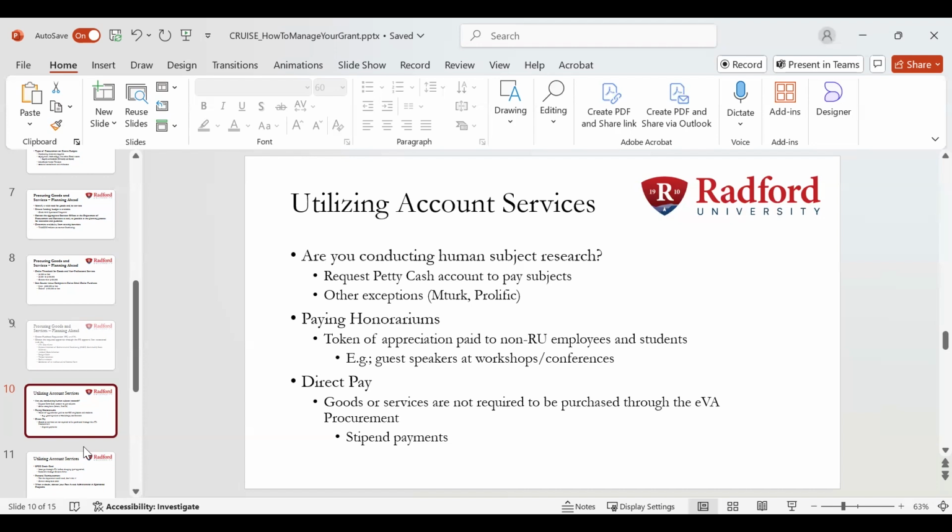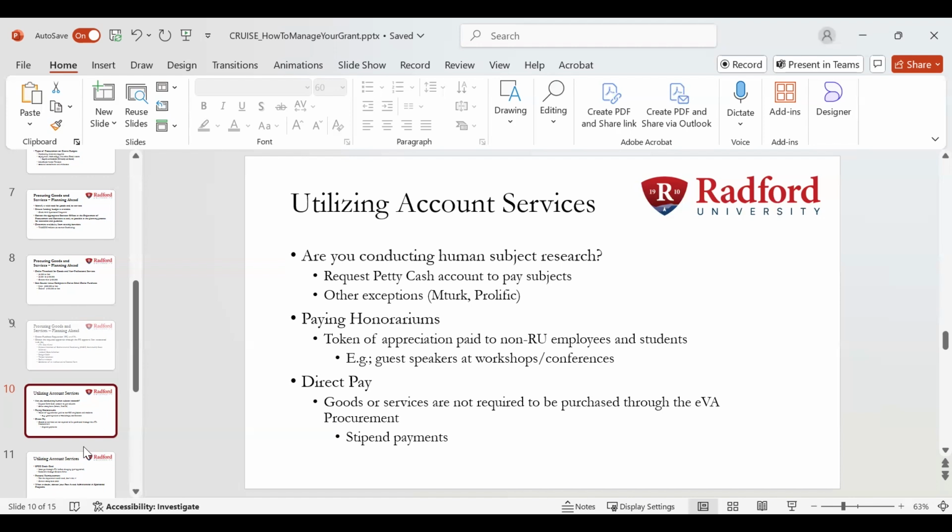And then of course there's the direct pay form. If a good or service does not fall under the EVA guidelines, then you'll submit that through the direct pay, and that's usually the stipend payments. So that's the general concept that I have.